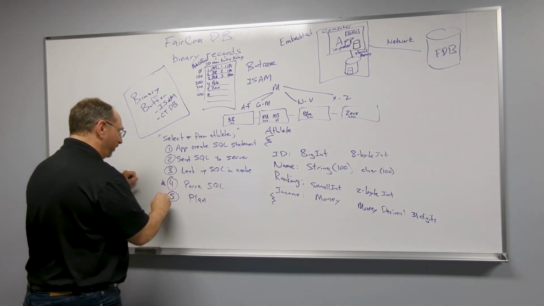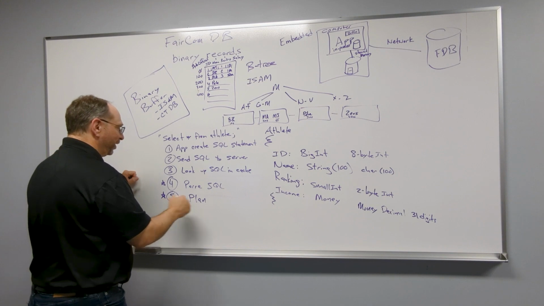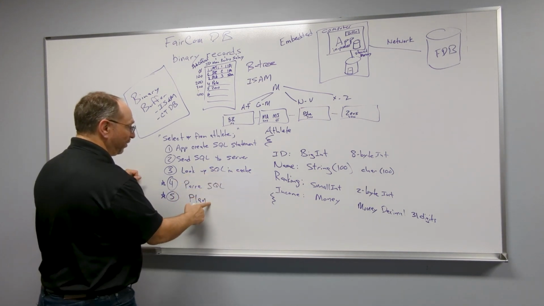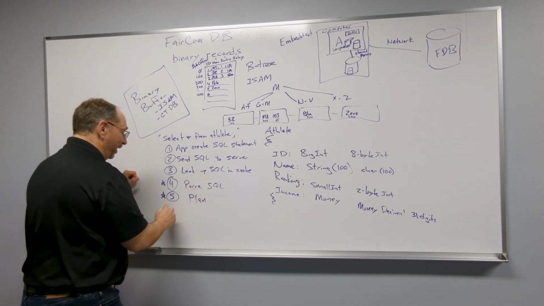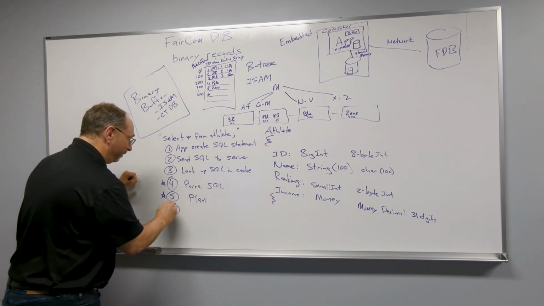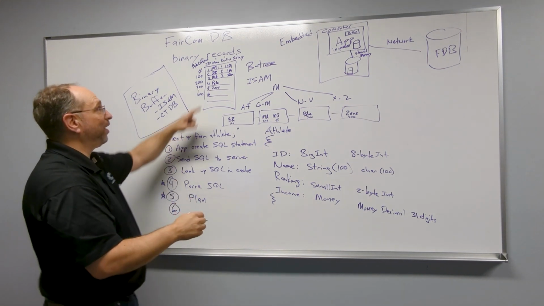Parsing the SQL is expensive. Creating a plan is expensive. So this lookup, by the way, also looks up the plan, so it doesn't have to do these two steps. Then it runs the plan. Now the plan would do what FairCom does automatically.